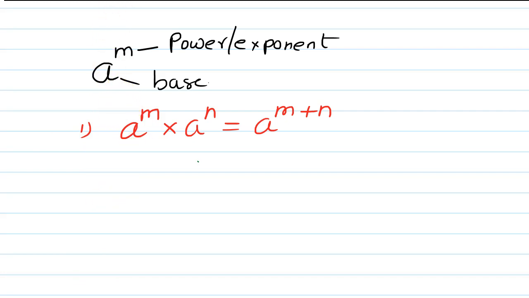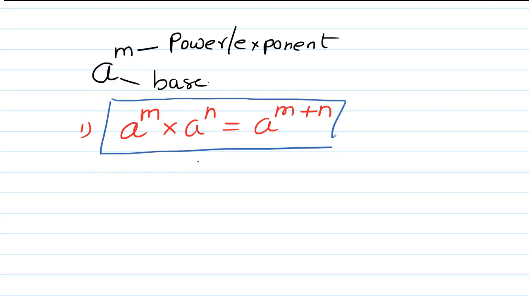So let me write it down in a rectangular box here. This is our formula, a to the power m times a to the power n, that is a to the power m plus n. Example 1, let's take 2 to the power 7 times 2 to the power 3. In this question, the base is the same, and there is a multiplication sign in between, so the powers will add. It will be 2 to the power 7 plus 3, which is 10.